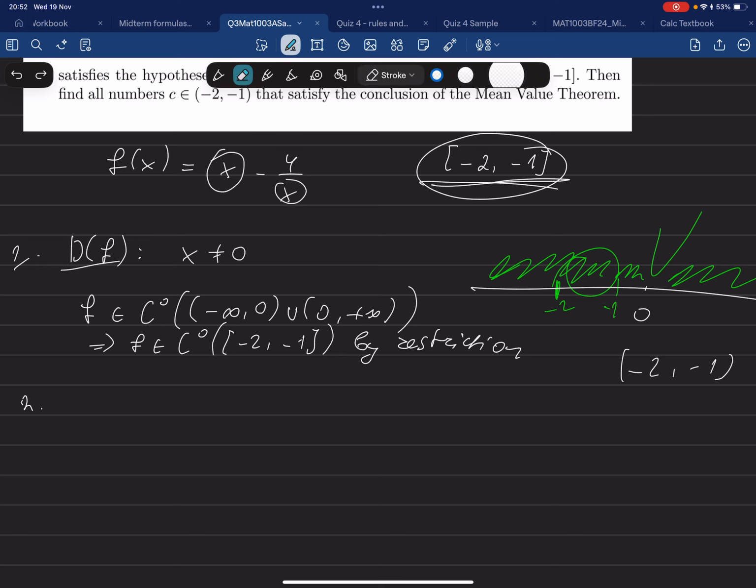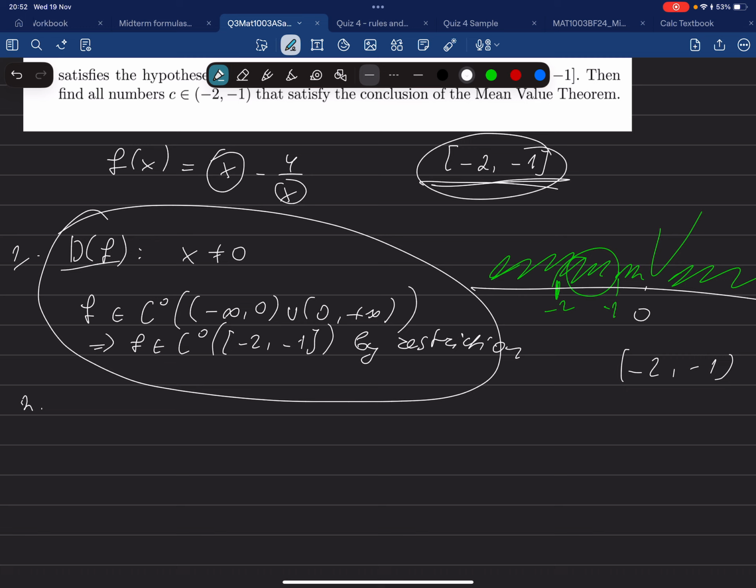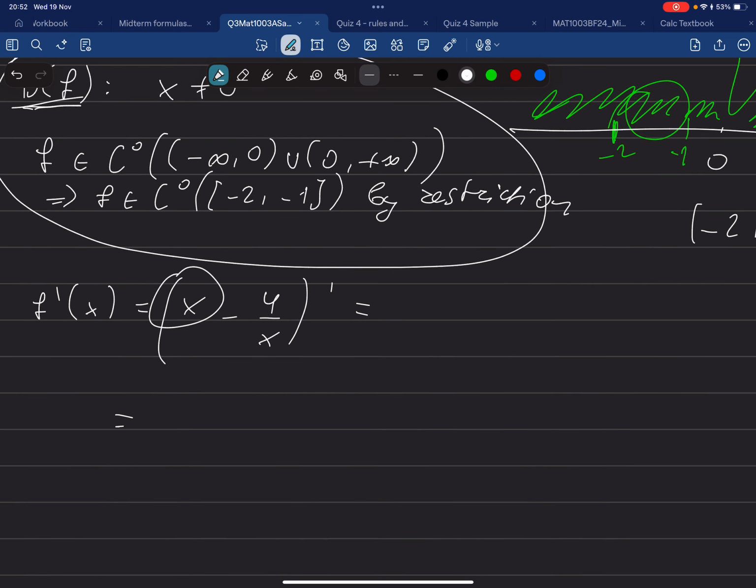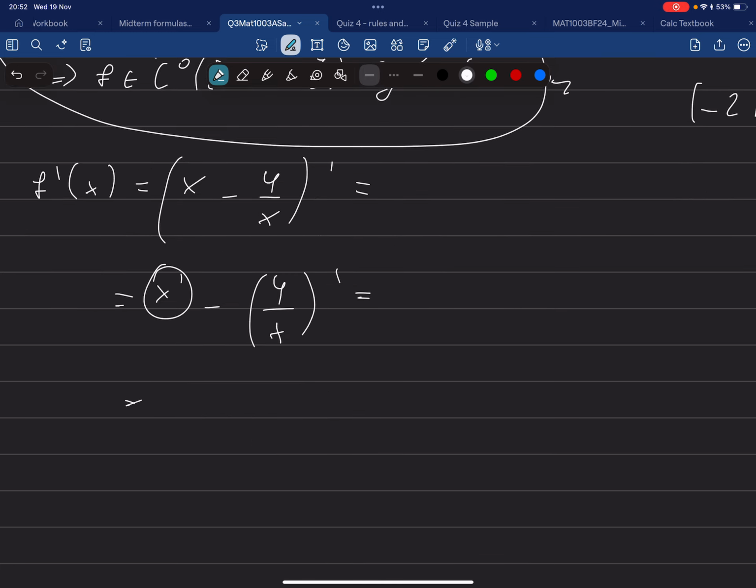So how do we find the differentiability? We're going to perform the same exercise basically, but on the derivative. So we're not going to check the domain of f, but instead the domain of f prime. And of course, in order to find the domain of f prime, we're going to calculate f prime. So let's see, f prime of x will equal the derivative of x minus 4 over x, which we can just split into two different derivatives, right? That's x prime minus (4 over x) prime. Derivative of x is just 1, right?